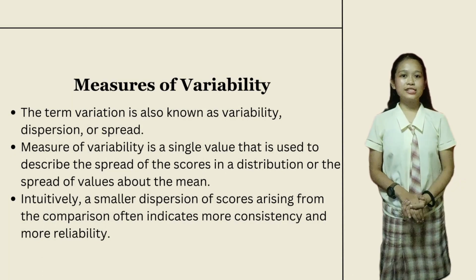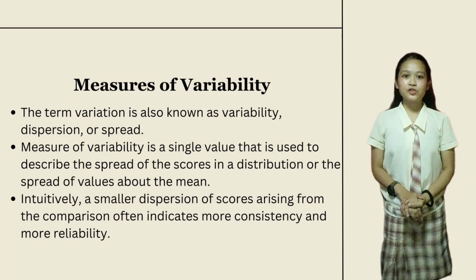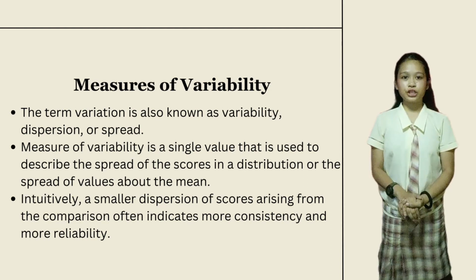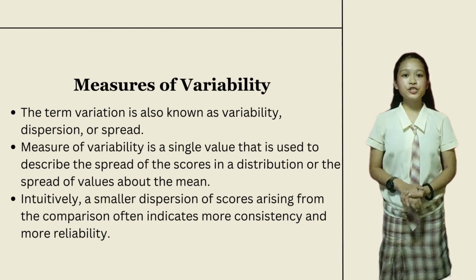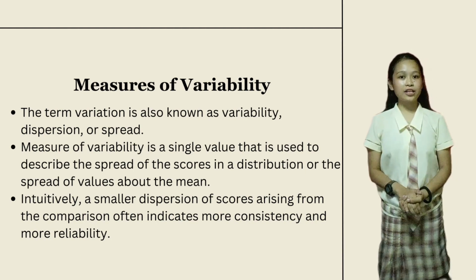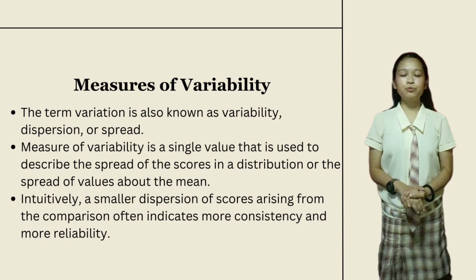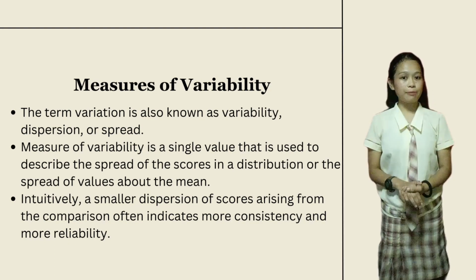Now, let's proceed to the measures of variability. The term variation is also known as variability, dispersion, or spread. So measures of variability is a single value that is used to describe the spread of the scores in a distribution or the spread of values about the mean.